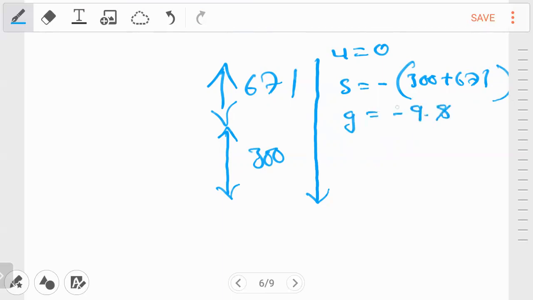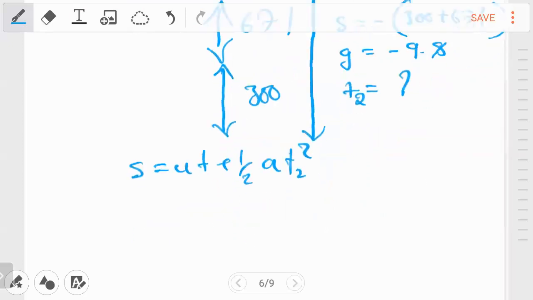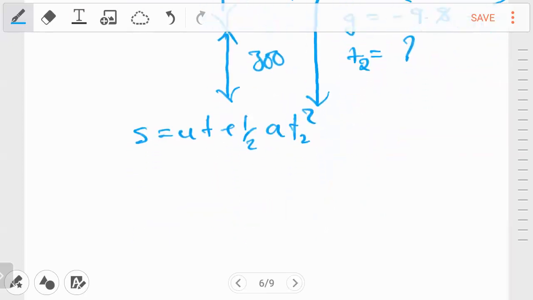So using this information and the equation, s equals ut plus half at squared, you can easily find what T2 is. So here you're getting T2. The best thing about this equation is it doesn't concern itself with the final velocity. So meaning you don't need the final velocity here.